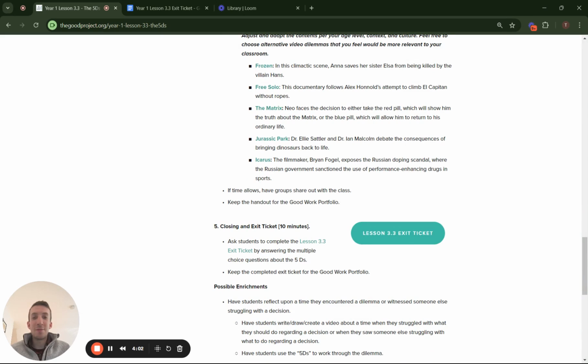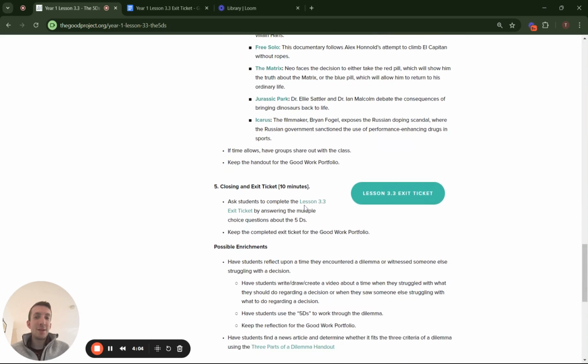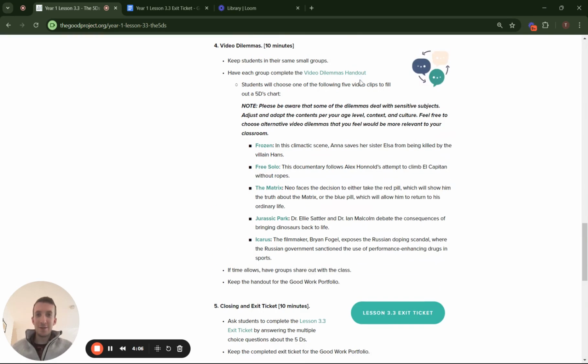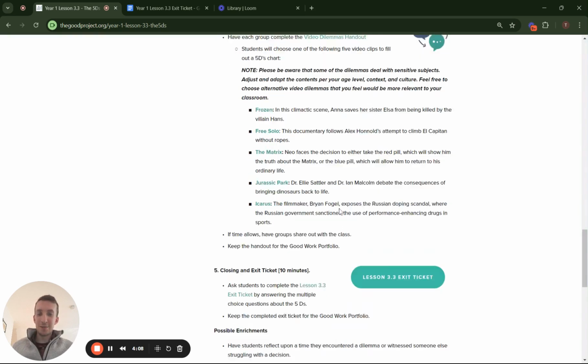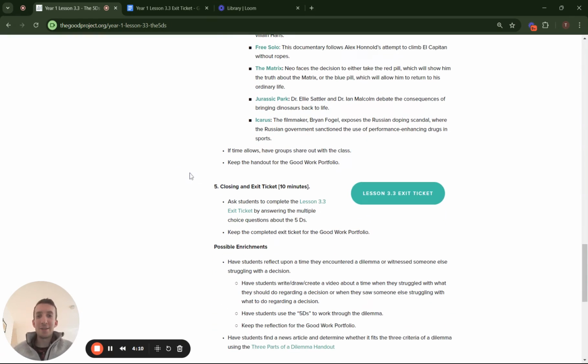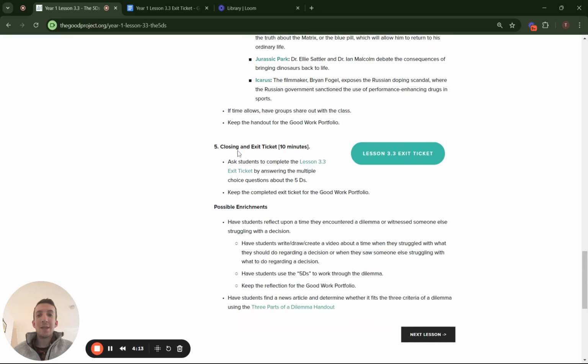If time allows, you can have people share out of what they saw in those dilemmas, but they should have filled out this handout that goes with it, the video dilemmas handout, and then they can add that to their portfolio. In the exit ticket, students have the chance to answer a few multiple choice questions. So this is a really simple exit ticket.